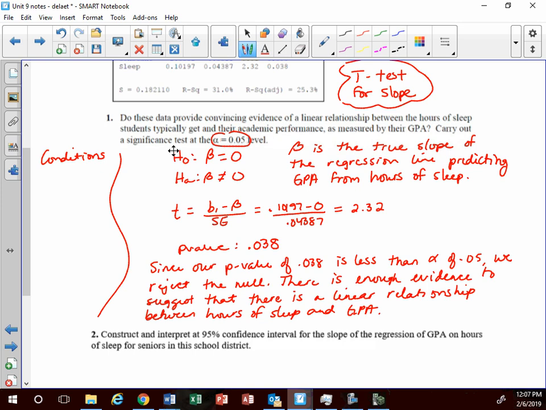Questions, guys? The conclusion, is that easy? Is that the same as what we've been doing? The context is exactly from the problem. Does it provide convincing evidence of a linear relationship between hours of sleep and GPA? Evidence to suggest that there is a linear relationship between hours of sleep and GPA. It's all given to you in the problem, okay? You just have to write it in a coherent conclusion. All right? Okay, let's look at number 2 on this.